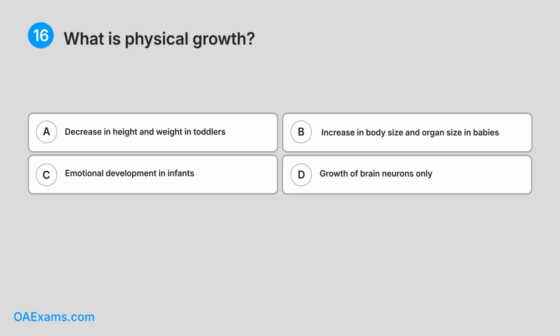16. What is physical growth? A. Decrease in height and weight in toddlers. B. Increase in body size and organ size in babies. C. Emotional development in infants. D. Growth of brain neurons only. Can you guess the answer?